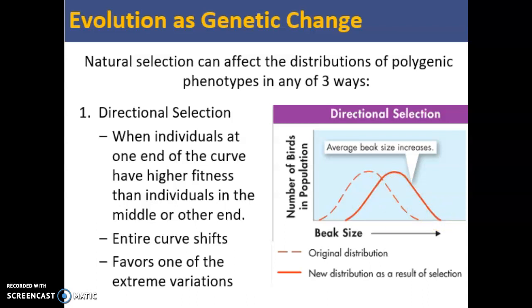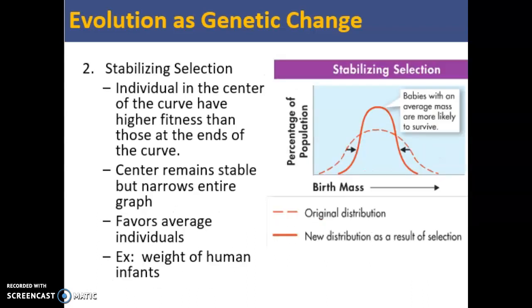So this entire bell-shaped curve just kind of shifts over to the right, and the average bird beak size gets larger. The second type of selection is stabilizing selection. And here, again, the dotted line shows the original population. However, it's the average individuals that have the highest fitness, the best chance of surviving and reproducing. This particular graph looks at birth mass, right? Those that are extremely light at birth have low birth mass, and those that are extremely heavy at birth don't seem to survive. But it's the average birth mass that has the best chance of surviving and reproducing. Right? So the 2-pound babies don't make it, the 10-pound babies don't make it, but the 7-8-pound babies have the best chance of surviving and reproducing.